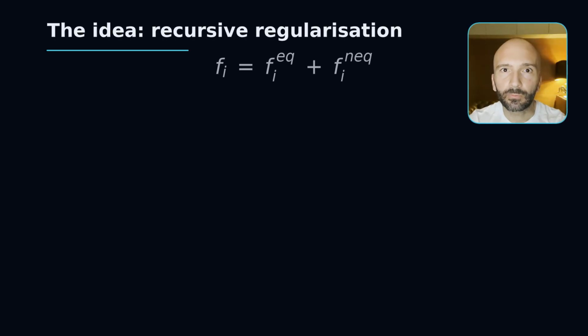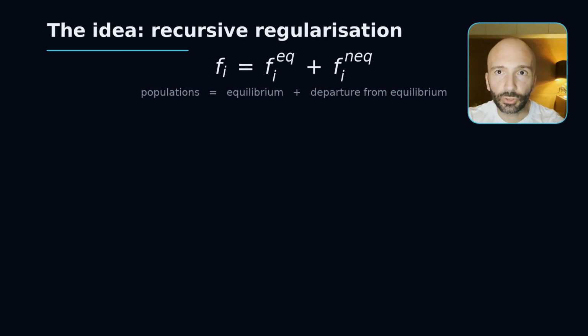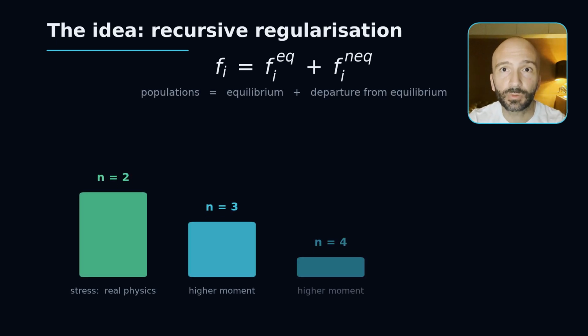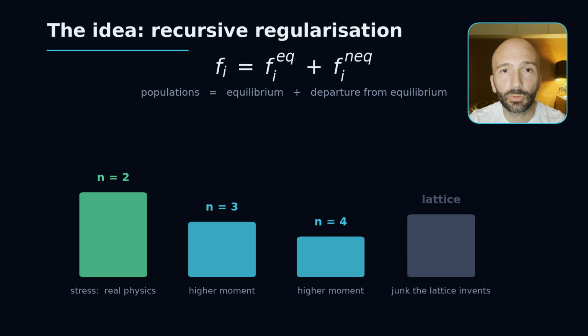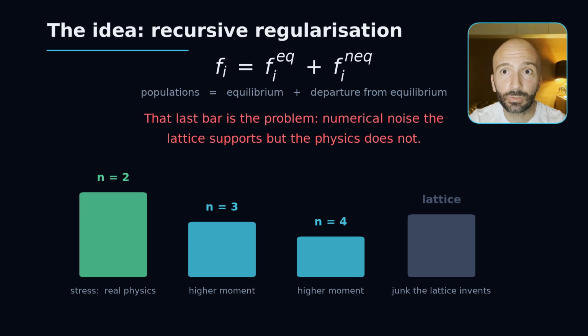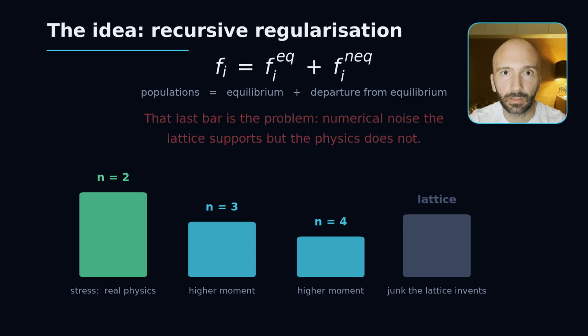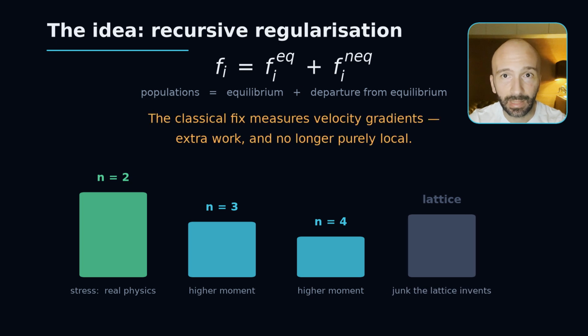So what's going wrong? Split each population into an equilibrium part and a departure from it. That departure breaks into modes. The second order one carries the real physics, the stress. But the lattice also supports modes that mean nothing. Numerical junk. And that junk is what destroys the simulation.